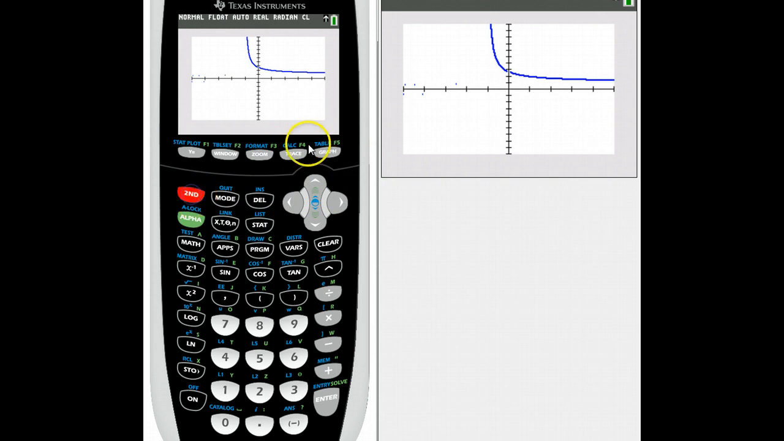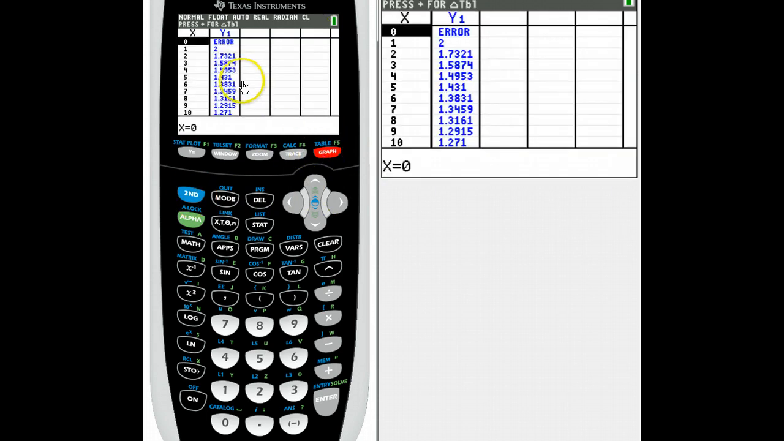So you hit second, and then the second function on graph is table. And it pops up, gives us x values here. You can scroll up and down. You can see there's errors. But you can set the table to where you want it to start and the increments that it goes up by x.